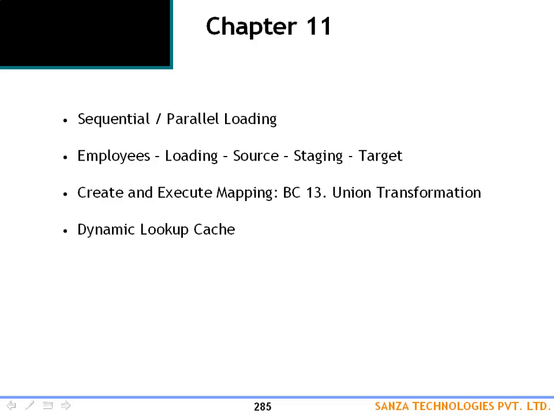We are going to discuss chapter 11. In this we are going to discuss sequential and parallel loading, how we are going to load the data from source to staging, staging to target, and we will discuss using a union transformation, how to load data, and also about a dynamic lookup cache.